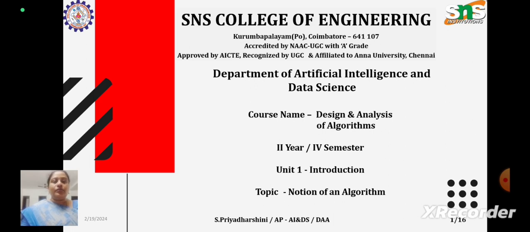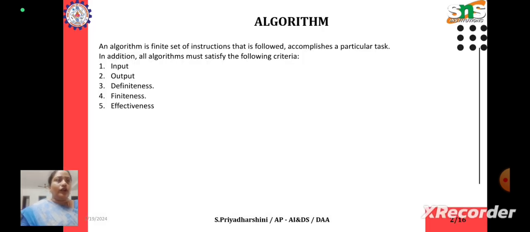So let's start with a recap of what is an algorithm and its characteristics. We all know an algorithm is a finite set of instructions that is followed, which accomplishes a particular task. In addition to this, all algorithms must satisfy the following criteria. We have already seen the 5 characteristics of an algorithm.